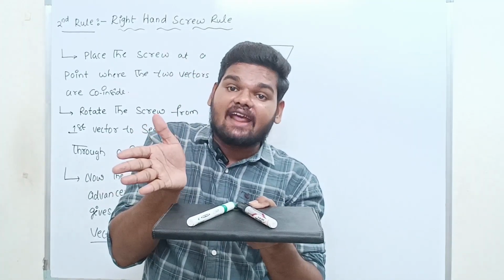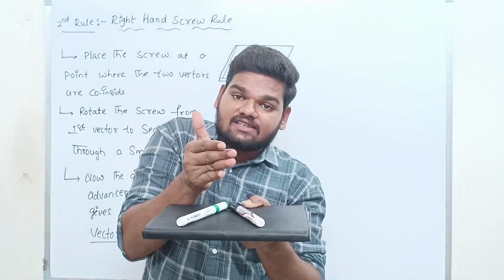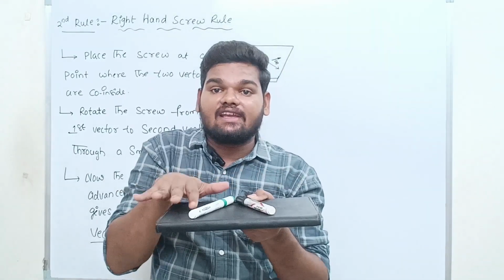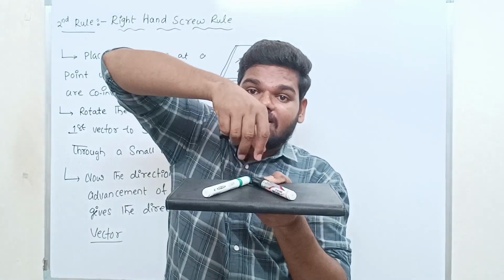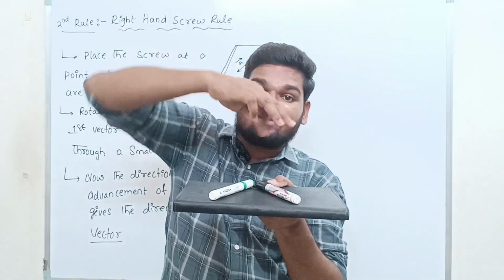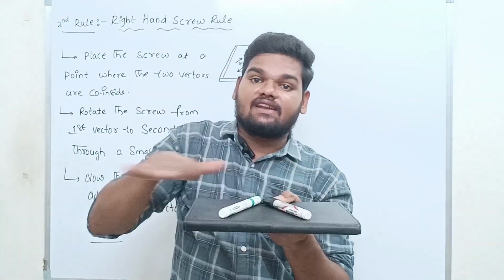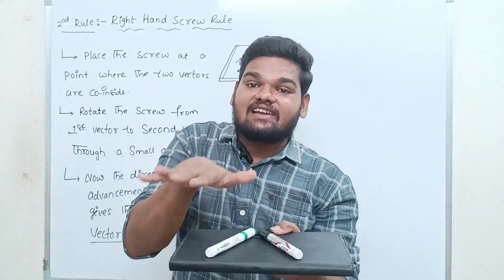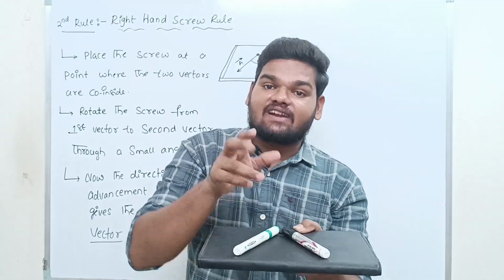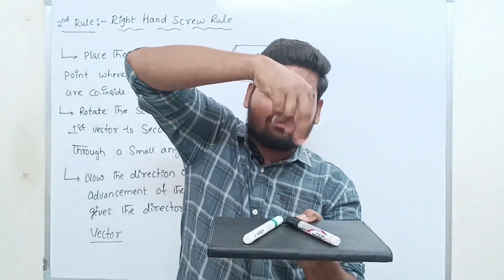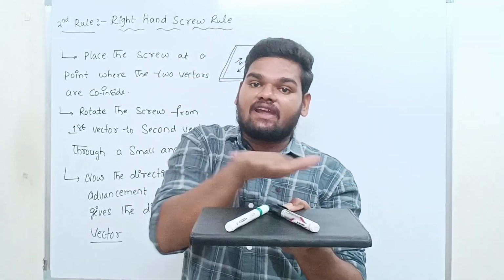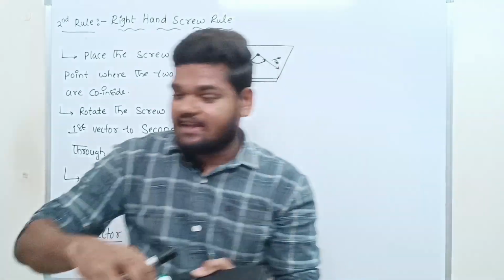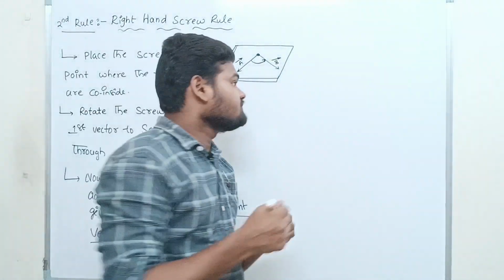Whenever we did the right hand thumb rule, whenever we rotate our fingers from A bar to B bar vector, the direction of the resultant vector is perpendicular to the plane containing A bar and B bar vectors. Same thing: whenever we rotate the screw from A bar to B bar vector, it advances perpendicular to the plane. It comes outward from the plane. Now what is the direction of the resultant vector? In the upward direction. Are you getting me? Any doubts?